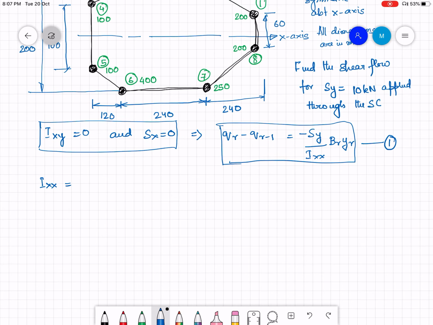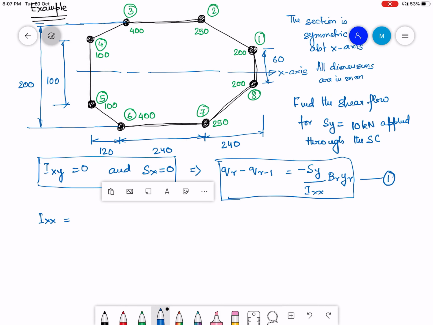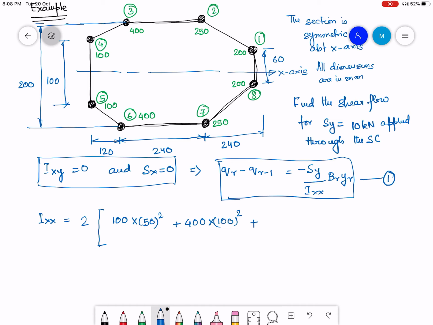Okay, I need the figure. So if I try to find out Ixx, since it is symmetric, I will put a 2 here because there is always a symmetric boom on the other side of the x-axis. So let me calculate it. Twice, for 4 and 5, it is 100 into 50 square. For 3 and 6, it is 400 into 100 square, plus for 2 and 7, it is 250 into 100 square, plus 200 into 30 square. Okay, that is my Ixx.